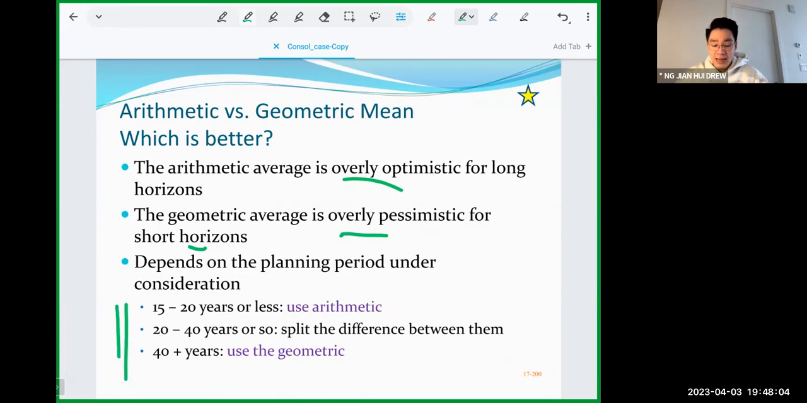But I want to highlight to you that in practice, regardless of the number of years, whether it's 15 to 20, everyone just uses geometric. No one uses arithmetic. Even though the textbook is more theoretical, in practice no one uses arithmetic, because just now we already saw the example. If it's like $1, $2, $1, your arithmetic doesn't make sense.